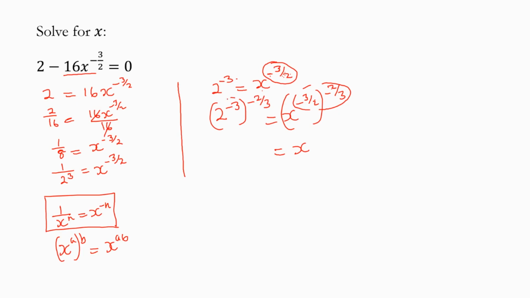Then we come here, we multiply these two. So negative 3 times negative 2 over 3. Then 3 into 3 is 1. Negative 1 times negative 2 is 2. So we get 2 to the power 2. So meaning that x is equal to 4. We could have done another method.